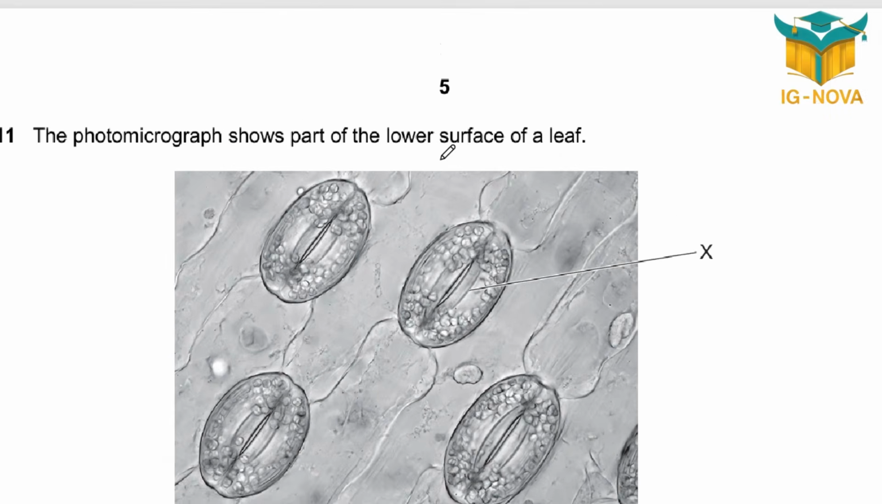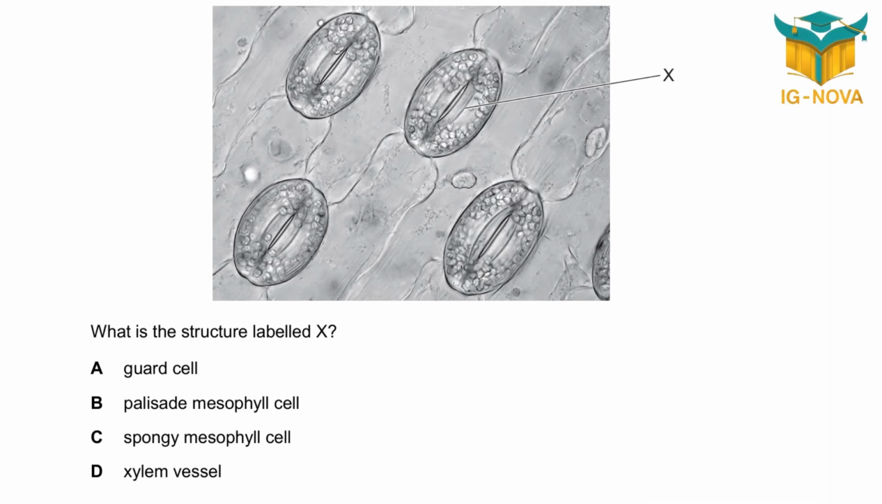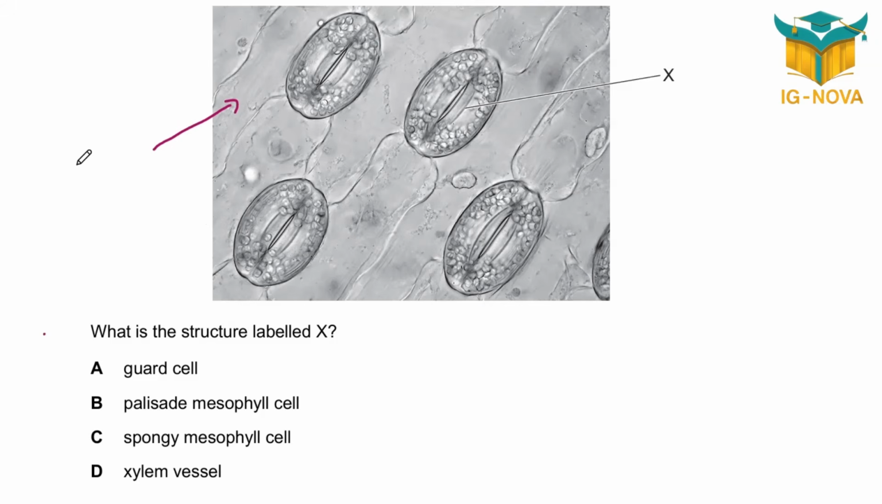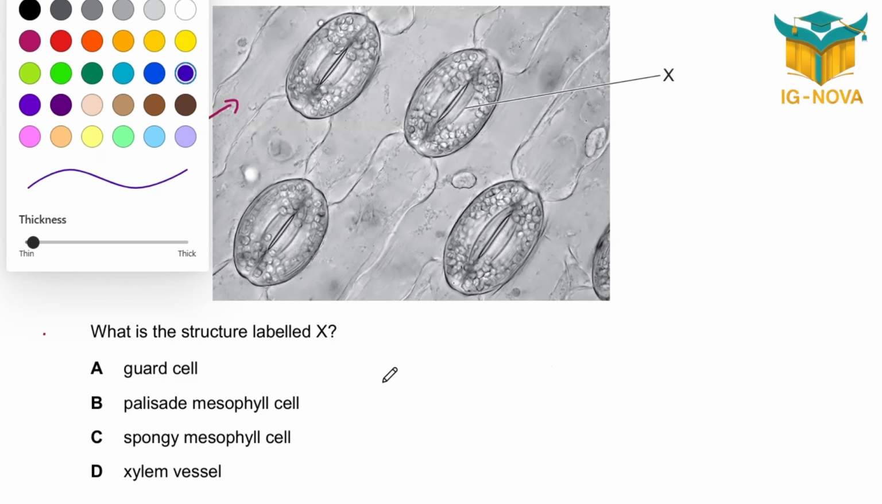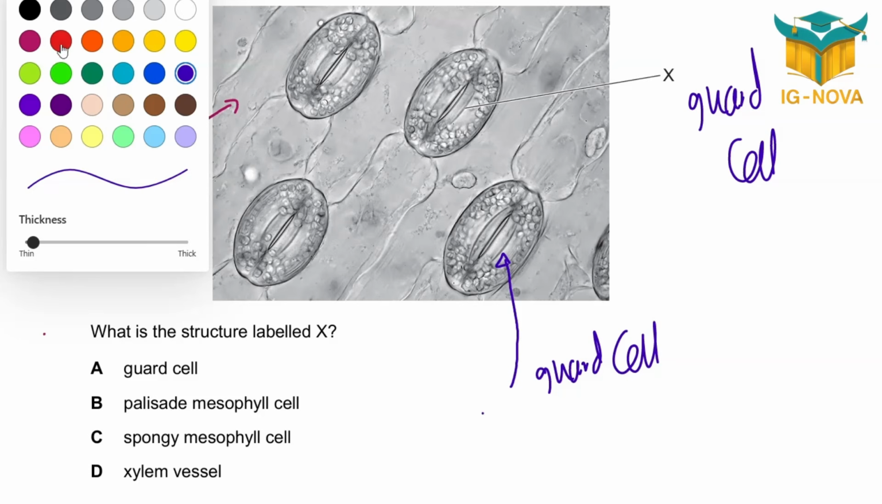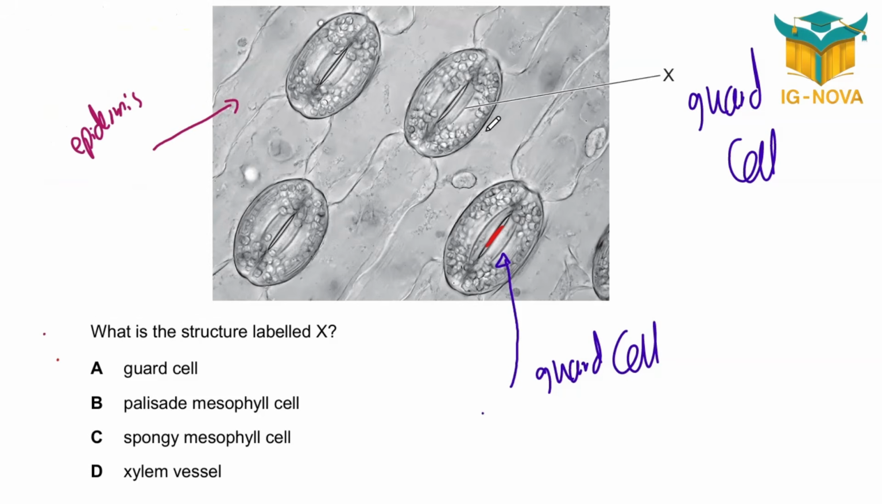Question number 11. Let me magnify. In front view, there is a section on the lower surface of a leaf. So let me use my marker, different colors. Label this one as epidermis. Label this one as a guard cell. Label X as a guard cell. And we do have how many stoma or stomata? I have 1, 2, 3, 4 stoma. Stoma is one of the stomata. So what is X? A guard cell.